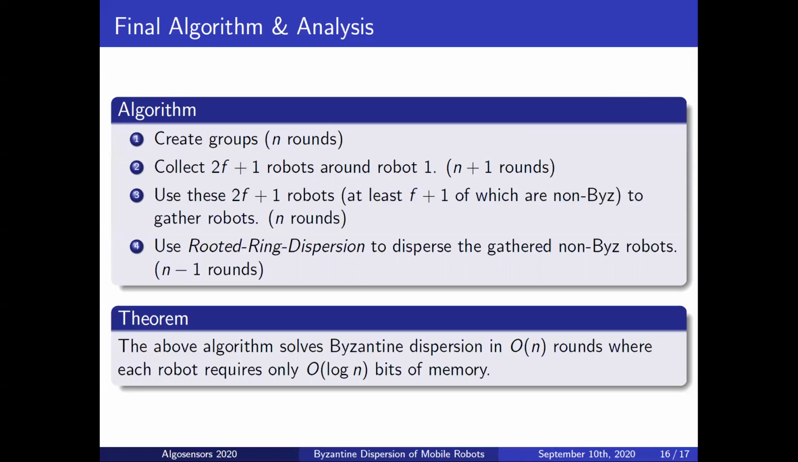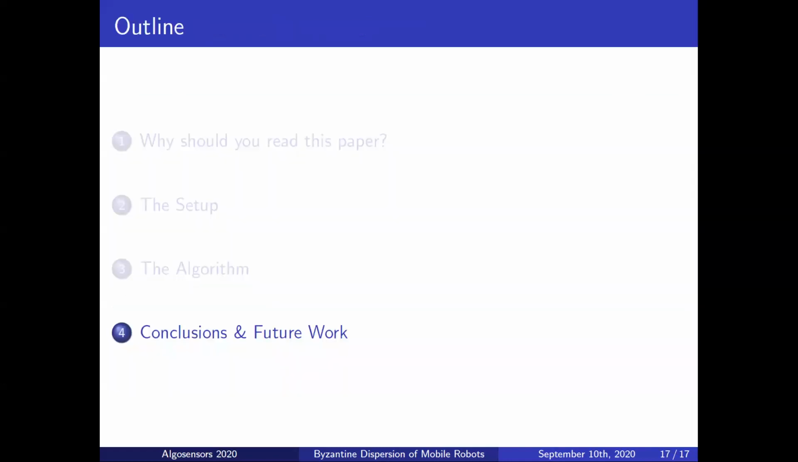Now, at the end of these 3 steps, what will happen is we'll have all the non-Byzantine robots gathered together at the same node. Then we can use the algorithm from earlier, rooted ring dispersion, to disperse them in additional n-1 rounds. Thus, we're able to solve Byzantine dispersion in O(n) rounds, where each robot only requires O(log n) memory. Great. Now we've looked at the algorithm.